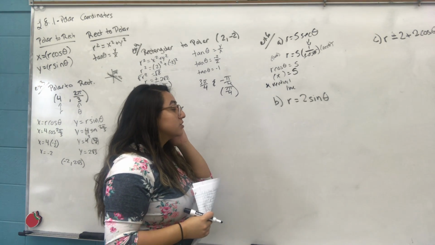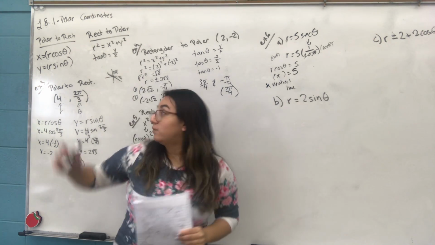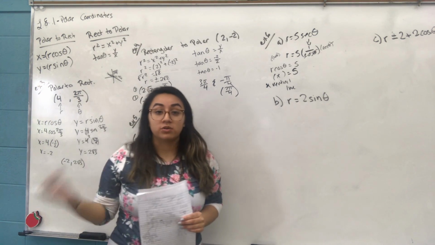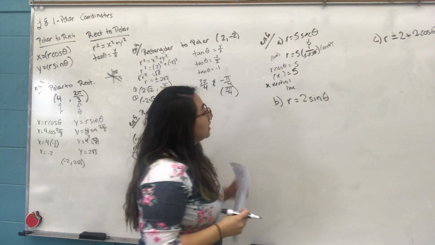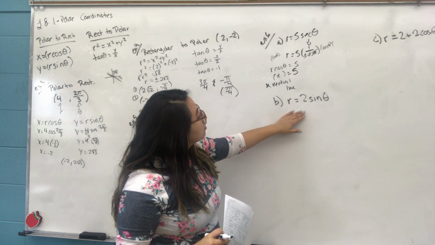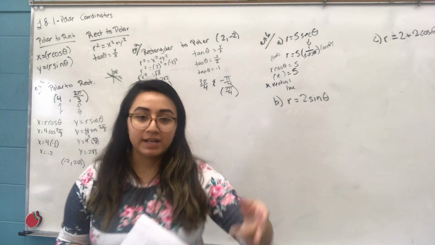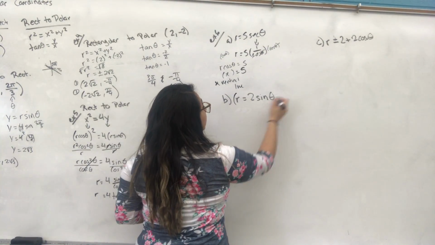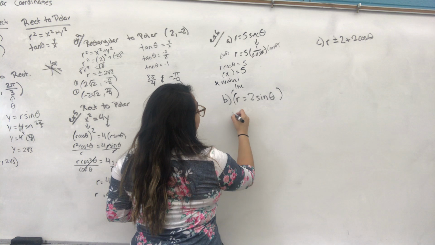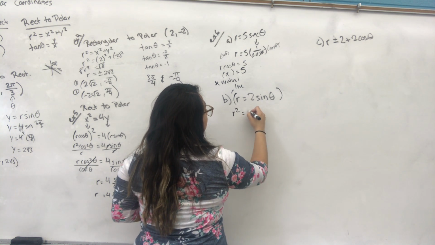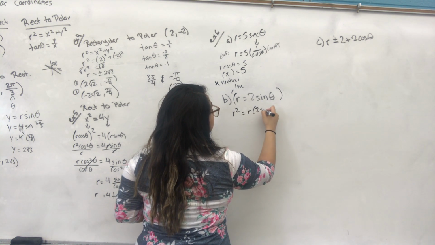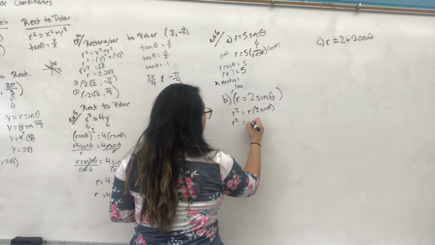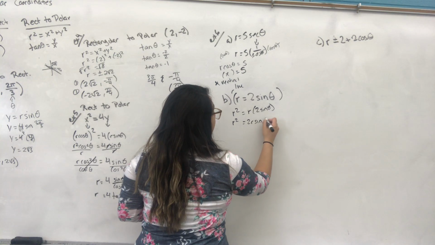B, r is equal to 2 sine theta. Keep in mind when we're using these type of coordinates, you have to make sure the r is there in order for you to substitute. Here, the sine's already there, so we don't have to multiply it by any reciprocal function. So here we are actually going to multiply it by r. We're going to have r squared is equal to r times 2 sine theta.